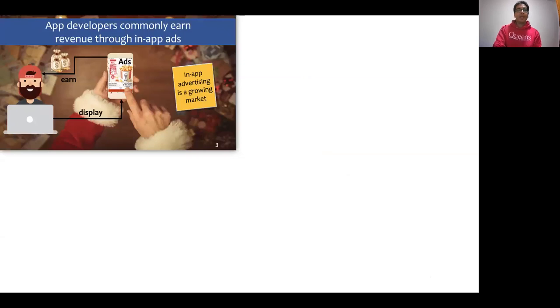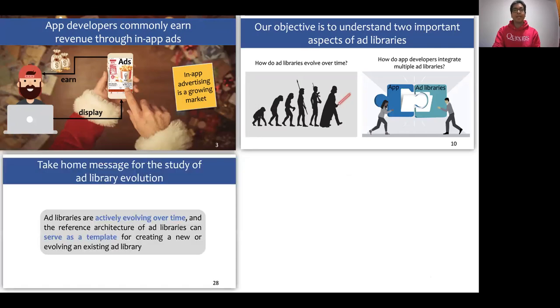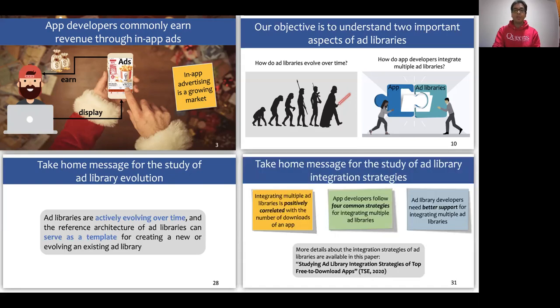So in summary, ad library plays an integral role in app ecosystem. We study the evolution and the integration of multiple ad libraries. We observe that ad libraries are actively evolving over time, and our derived reference architecture can be useful for creating or evolving an existing ad library. And we also observe that ad library developers need better support for integrating multiple ad libraries.